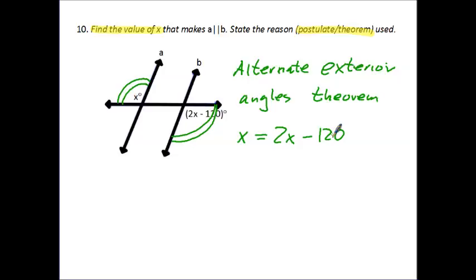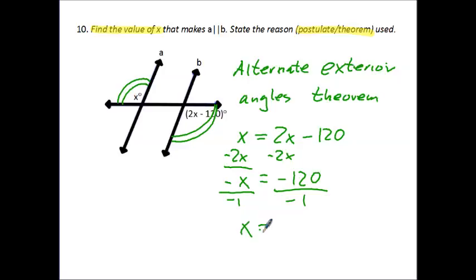And now we're going to go ahead and solve it. All right. I'm going to move my x's to one side by subtracting 2x, and I get negative x on the left is equal to negative 120. Well, we already know where we're going to go with this. Divide both sides by negative 1, and you could also multiply by negative 1, right? Same difference. And the answer is x is equal to 120 degrees.